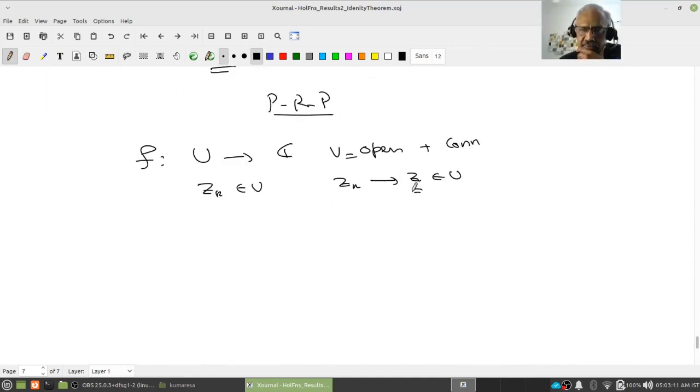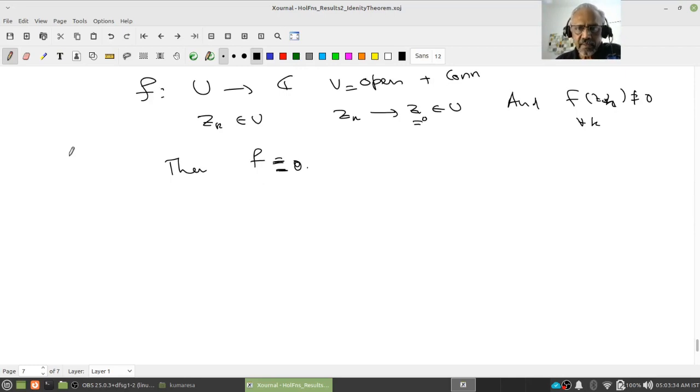Okay, this z is in U, or z_0 if you want. Then if f of z_0 is 0, f of z_k is 0 for all k, then f is identically 0. F is the zero function, right? This is the theorem I proved.